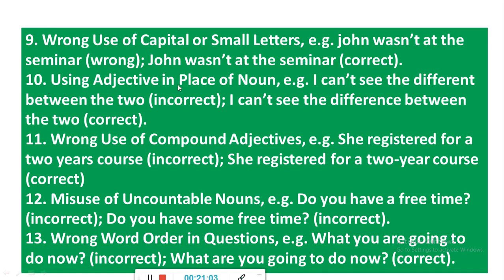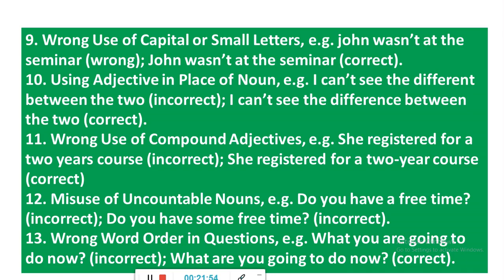Number 10, using adjective in place of noun. That is also another grammatical error because here you use the wrong word, you use the wrong word class in a wrong position in a sentence. You know, a sentence is made up of different components that are occupied by definite elements of sentence, what we call elements of sentence. Elements of sentence include subject, verb, object, complement, adjunct. All right, and different word classes constitute these different sentence elements.